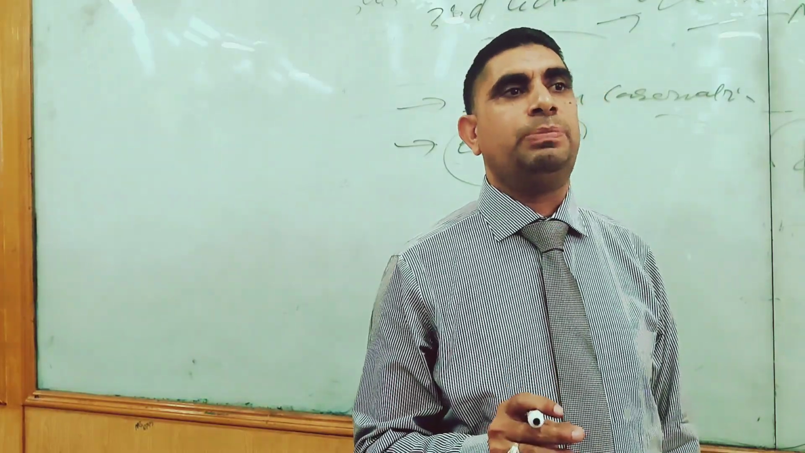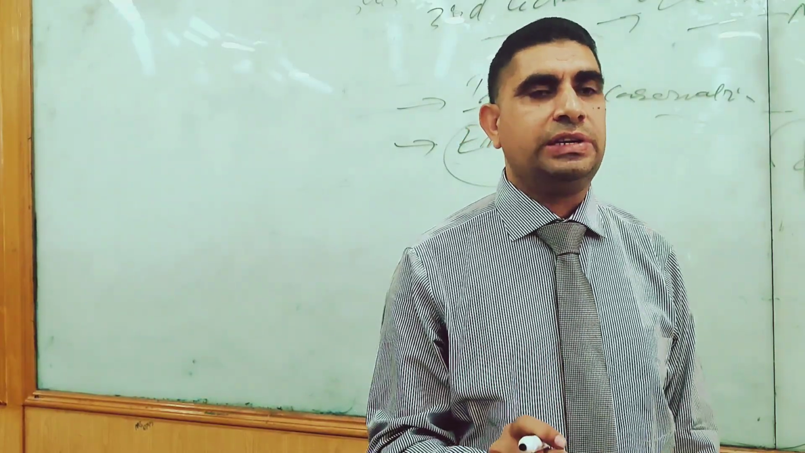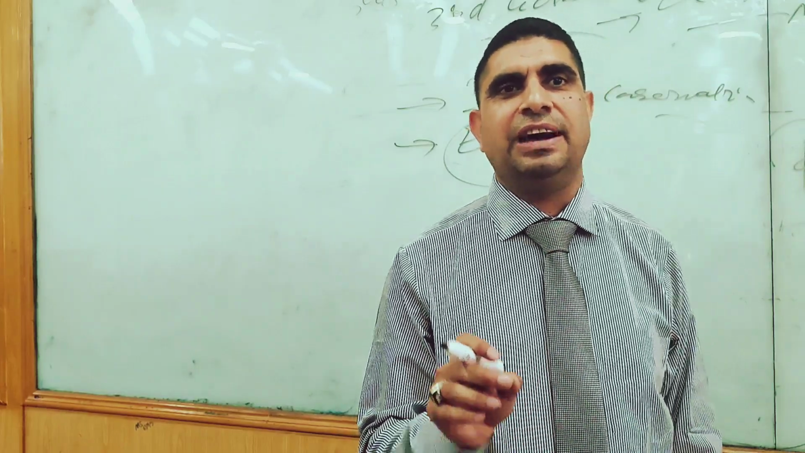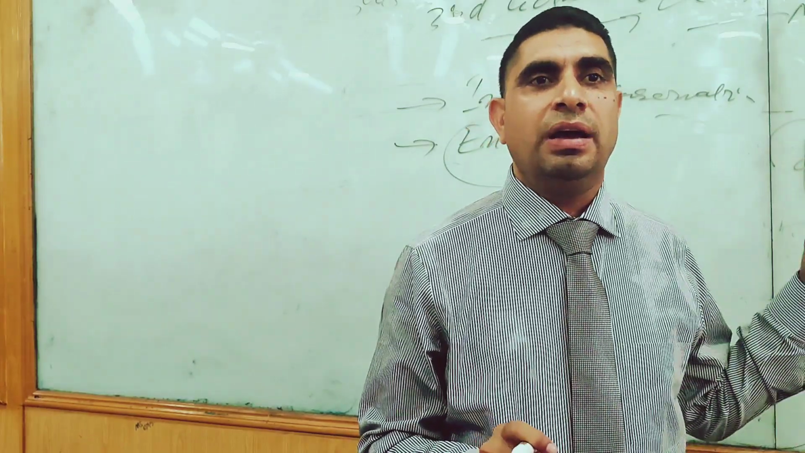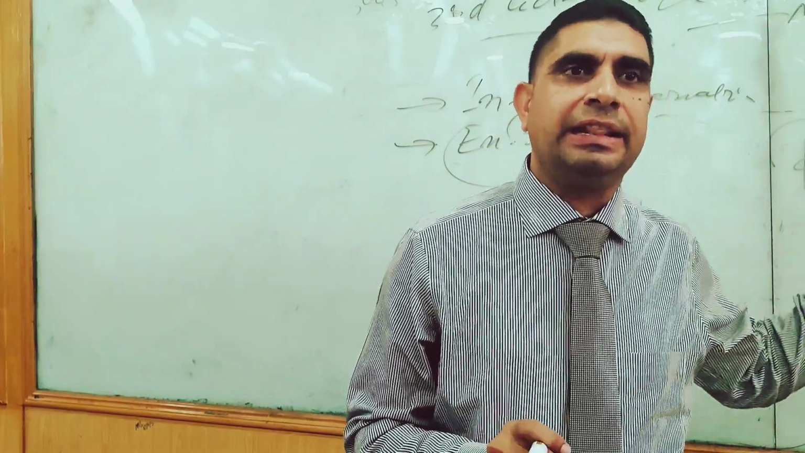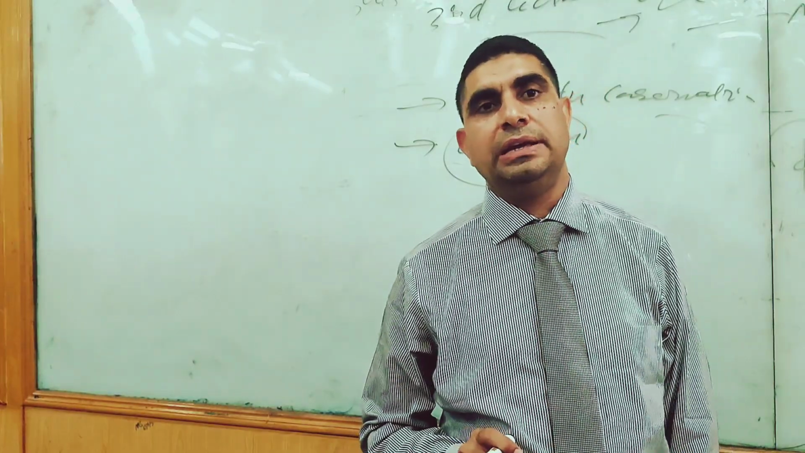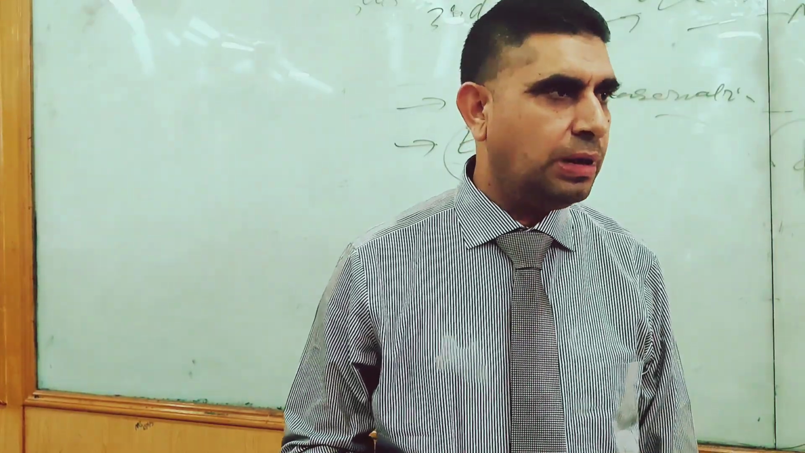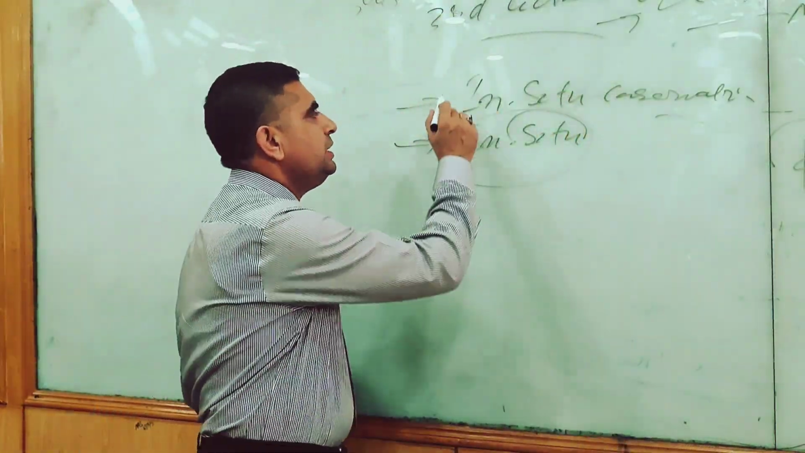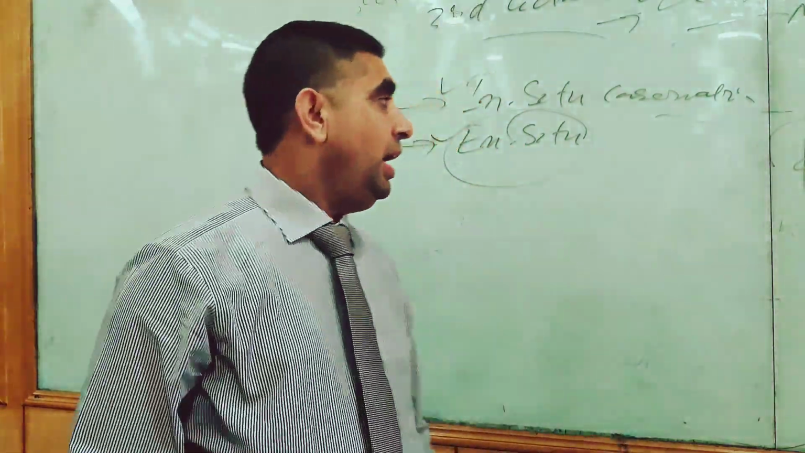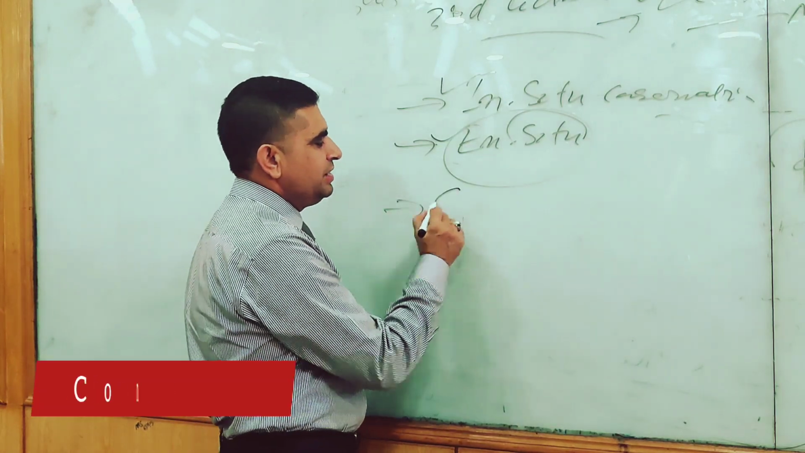Ex situ conservation is the protection or conservation of the species, of the ecosystem, of the genes in your control condition outside their natural habitat. Outside their natural habitat, protection is known as ex situ conservation. You clear about this ex situ? So these are the common terms we use during our lectures about conservation.